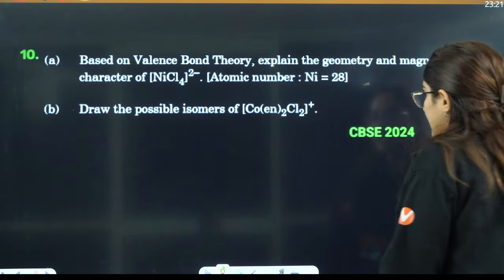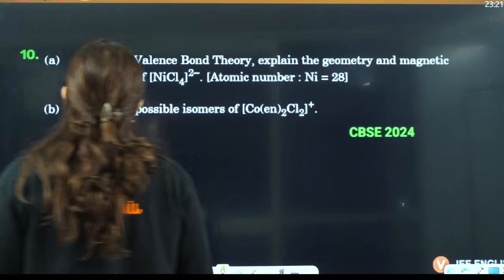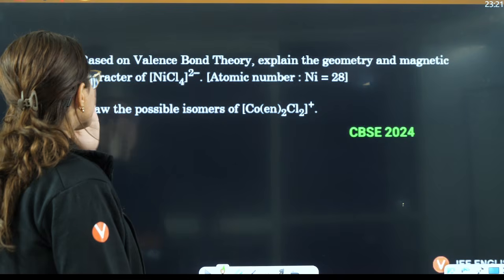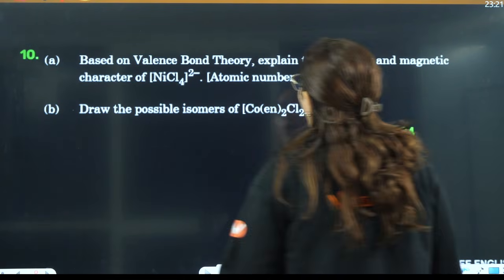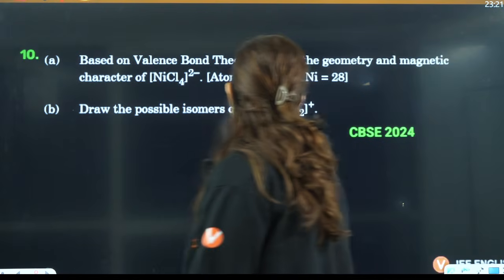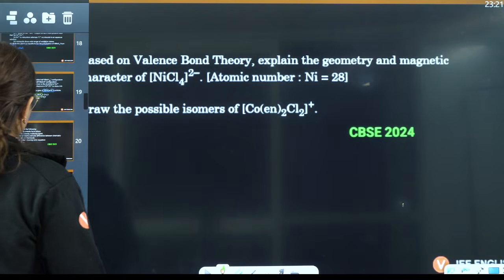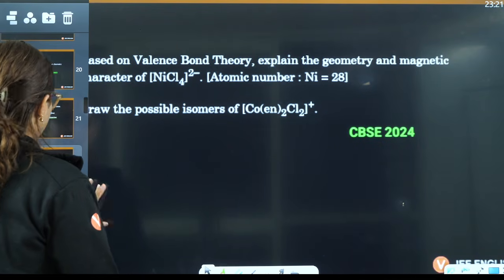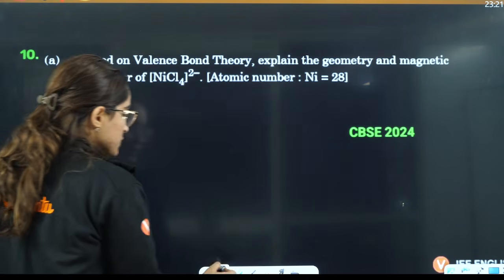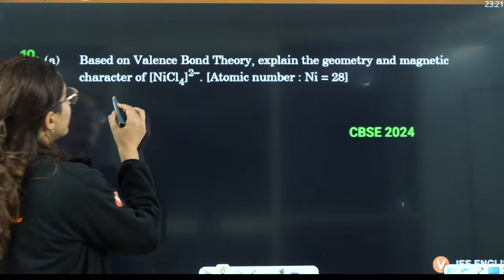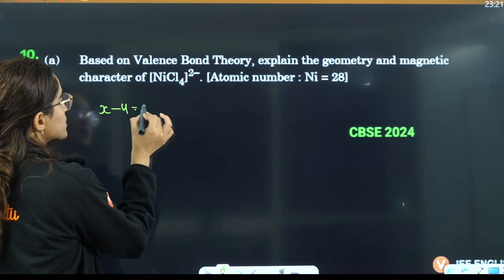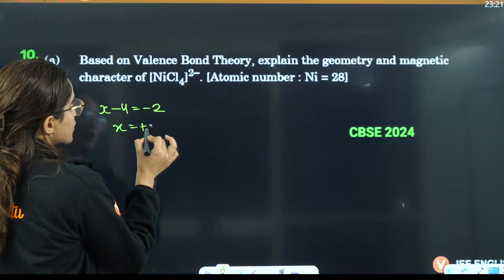Then we have a CBSE 2024 question based on valence bond theory. Explain the geometric and magnetic character of NiCl4 2-. I'll explain that here only. So you will say that the oxidation state: X minus 4 is equal to minus 2, that is X is equal to plus 2.